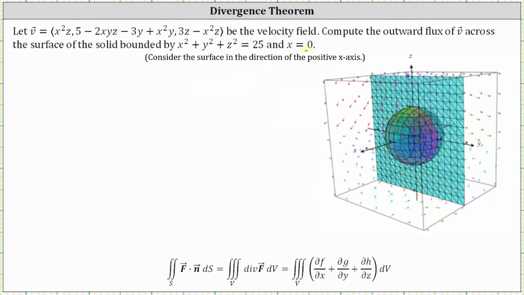So we're looking for the outward flux across the surface of half of the sphere and the circle where the plane intersects the sphere. And since we're looking for the outward flux across the entire surface of the solid, we can apply the divergence theorem. Let's review the divergence theorem.